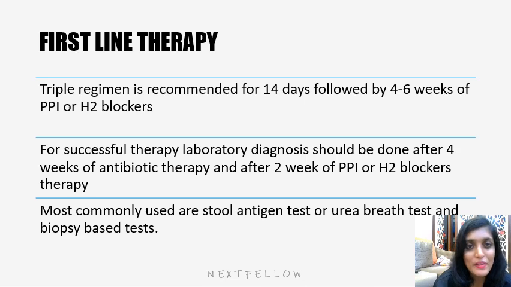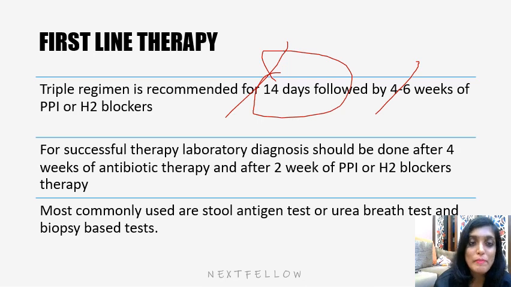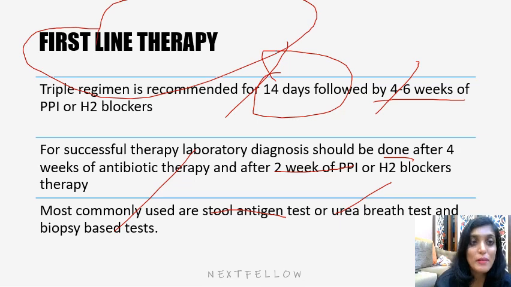The first line therapy, the triple regimen, is recommended for 14 days followed by 4 to 6 weeks of PPIs or H2 blockers. So for 14 days you will give the triple regimen, followed by continuing the PPIs or H2 blockers for a period of 4 to 6 weeks. For successful therapy, laboratory diagnosis should be done after 4 weeks of antibiotic therapy and after 2 weeks of PPI or H2 blocker therapy. Most commonly used are the stool antigen test, urea breath test and biopsy-based tests. So first line therapy consists of the triple regimen, given for 14 days followed by 4 to 6 weeks of PPI or H2 blockers.